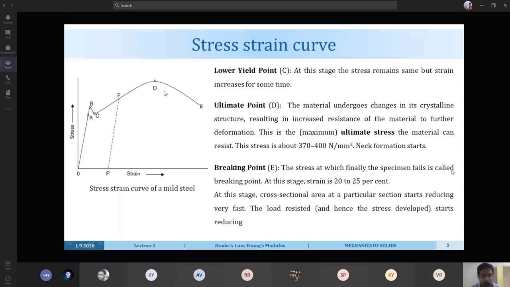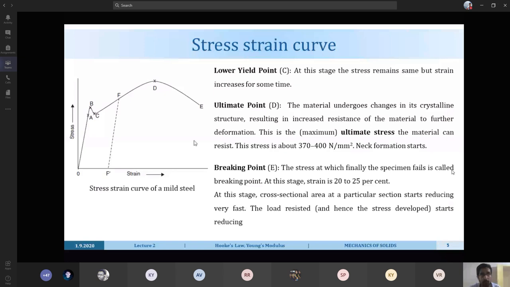And then we have the ultimate point D, where, as we said, from point C the elongation is too much. So the material is deformed a lot, and what happens to the internal structure? As a result, the material changes internally. There is a change in the internal properties, like the crystalline structure. And when there is a change in the crystalline structure, the material has a tendency to resist the external forces coming again. So there is an increased resistance of the material to further deformation.